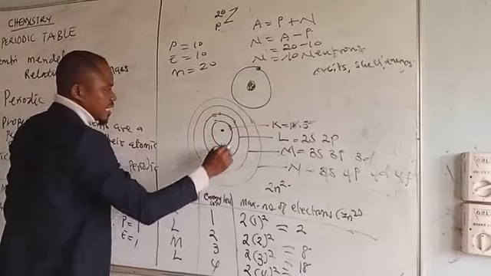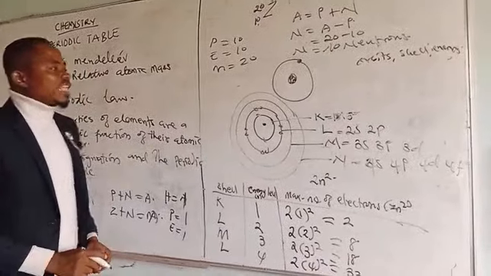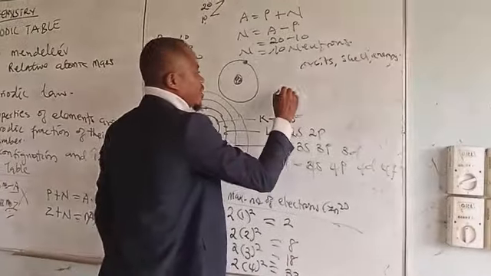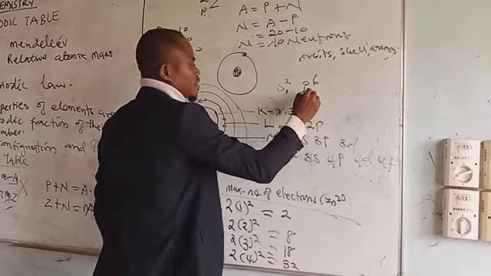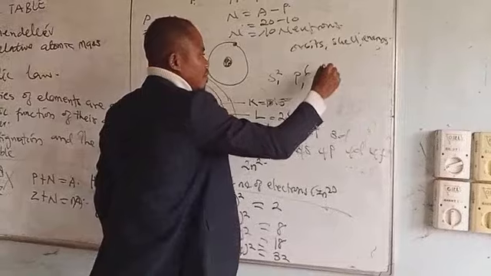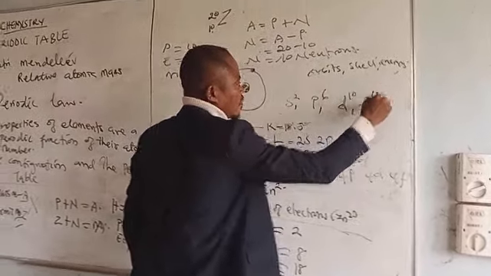Now remember, in the K, L, M configuration, the first shell takes a maximum of 2, while the remaining shells take a maximum of 8 electrons for convenience. Now in SPDF configuration, the s orbital takes a maximum of 2 electrons, the p maximum of 6, d maximum of 10, and f maximum of 14.